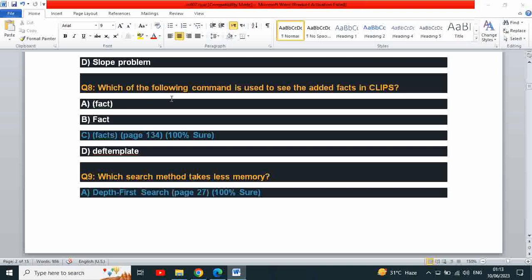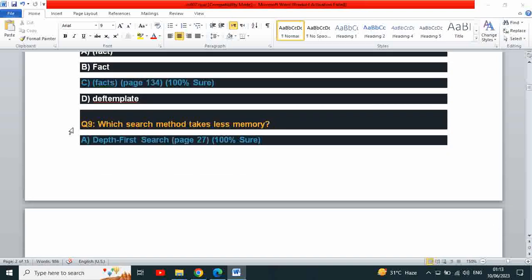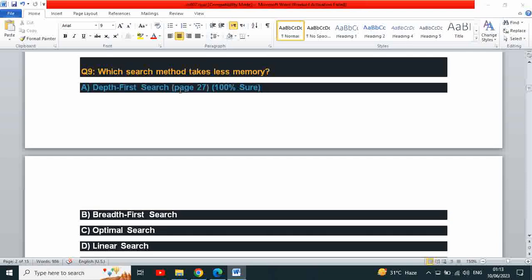Which of the following command is used to see the added facts in clips? Facts, this one. Brackets में facts, small letters. Which search method takes less memory? Depth first search.